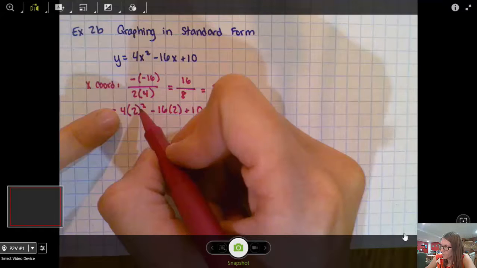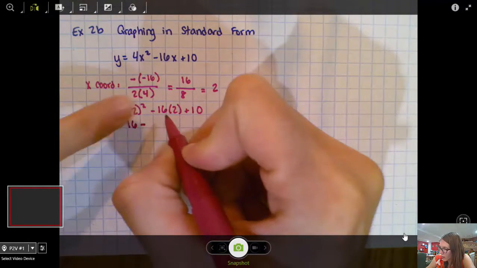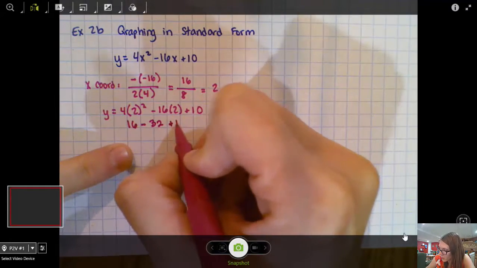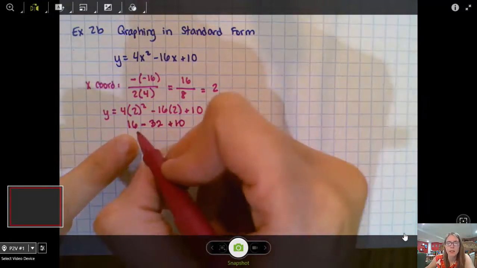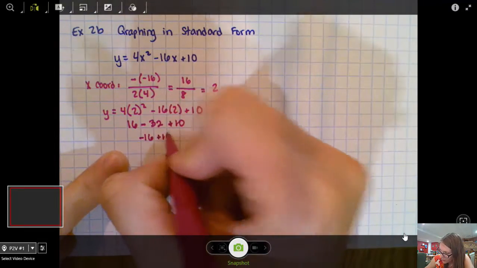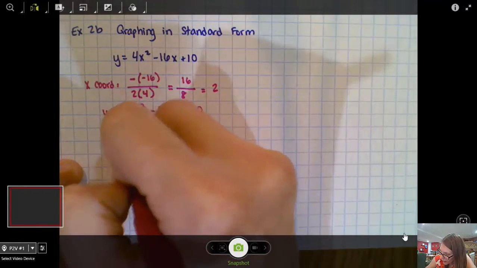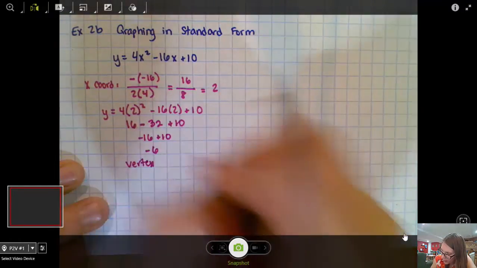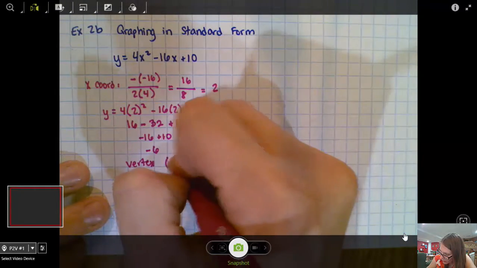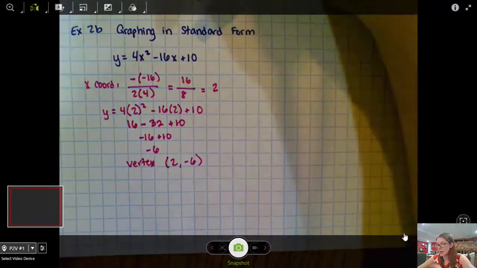2 squared is 4. 4 times 4 is 16. 16 times 2 is 32. That's plus 10. 16 minus 32 is negative 16, plus 10 is negative 6. So the vertex for this parabola in example 2b is (2, negative 6). And let's plot this point and get started graphing.